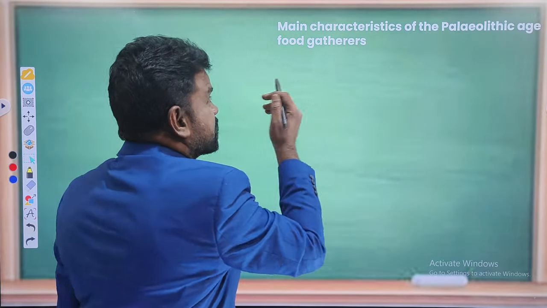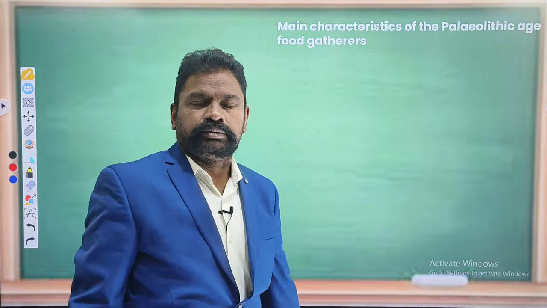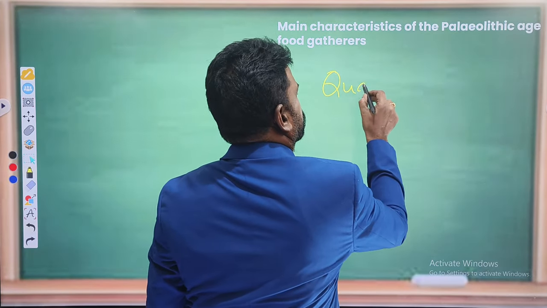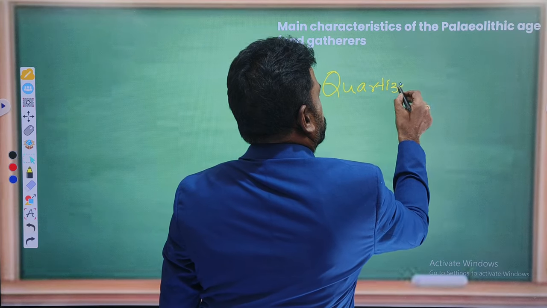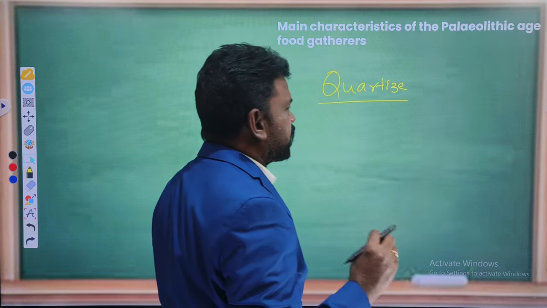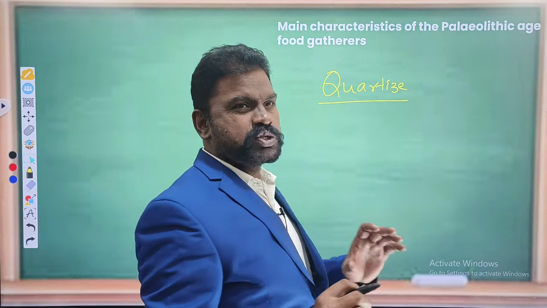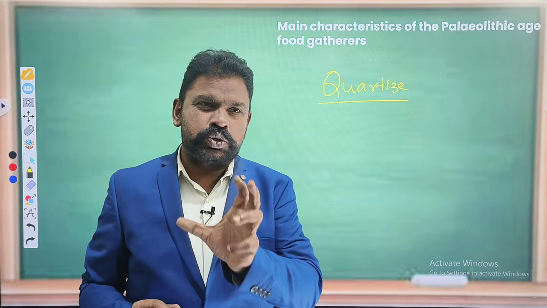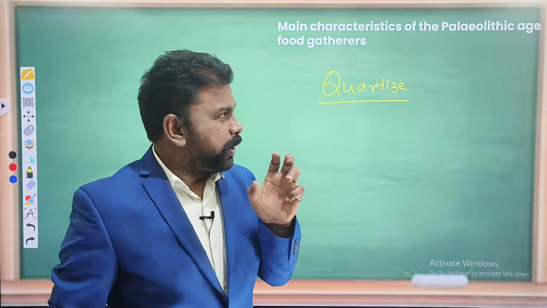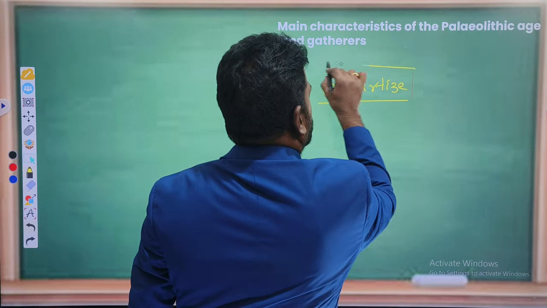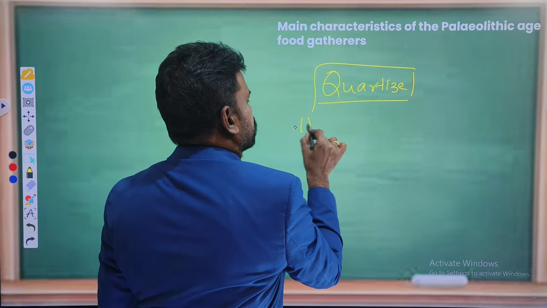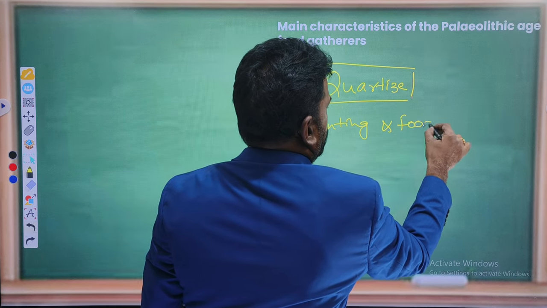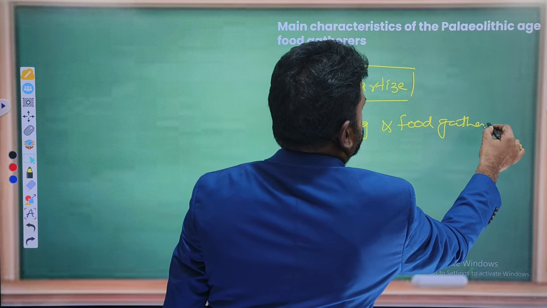What are the characteristics of these people? They used big stones called quartzites. That's why these people are also called quartzite men. This is a quartzite stone, a rudimentary stone. People used these stones for the purpose of hunting. Hunting and food gathering were the main habits of this period.